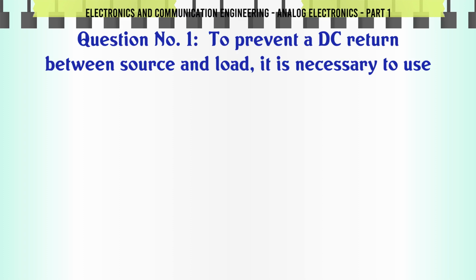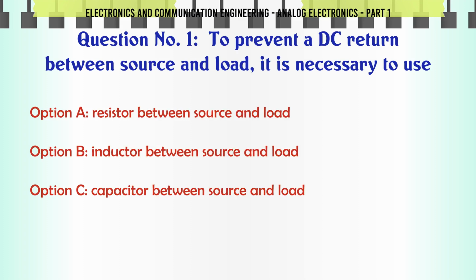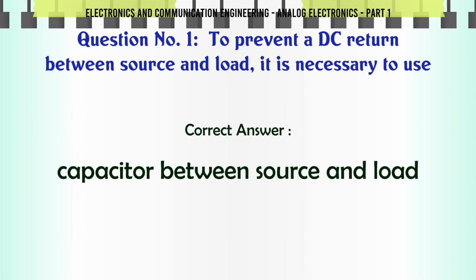To prevent a DC return between source and load, it is necessary to use A. a resistor between source and load, B. inductor between source and load, C. capacitor between source and load, D. either A or B. The correct answer is capacitor between source and load.